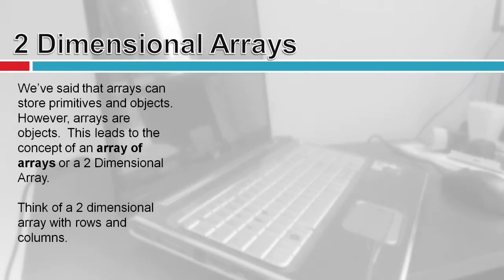We'll get into other types of algorithms later on as we go into other sorts in different chapters. Moving along, we're talking about two-dimensional arrays. We've said that arrays can store primitives and objects. However, arrays are objects. This leads to the concept of an array of arrays, or a two-dimensional array.